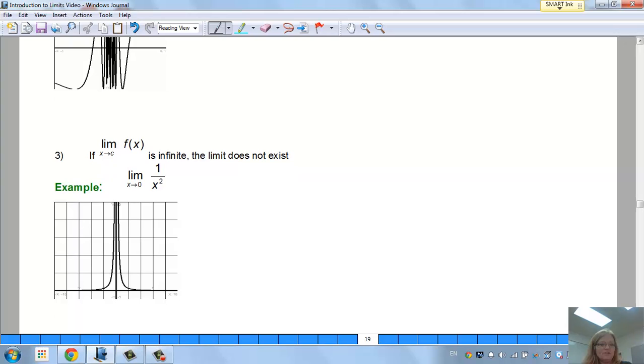So let's look at this picture here. If I approach here, I'm approaching 0 from the left, it's infinite. See how it's going forever. And from the right, if I approach it, it's infinite. Therefore, the limit doesn't exist because there's a vertical asymptote and it's approaching positive infinity. Okay, so this one has a vertical asymptote.